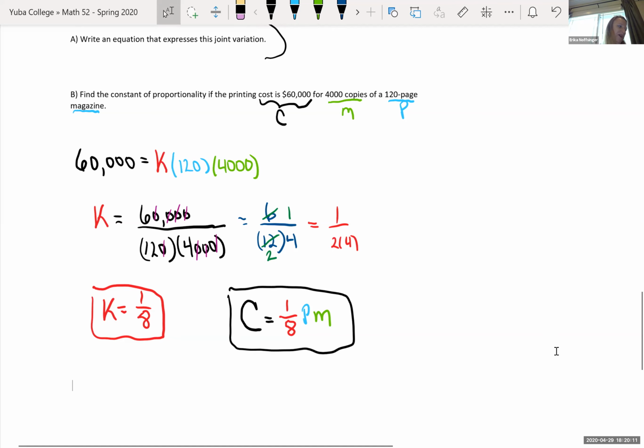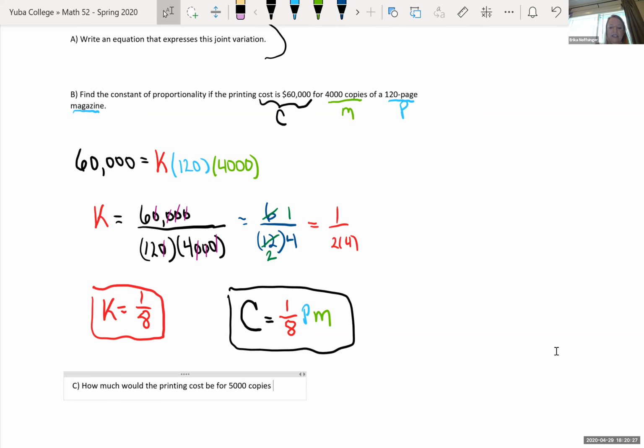And so they want to know now, part C, how much would the printing cost be for 5,000 copies of a 92-page magazine?